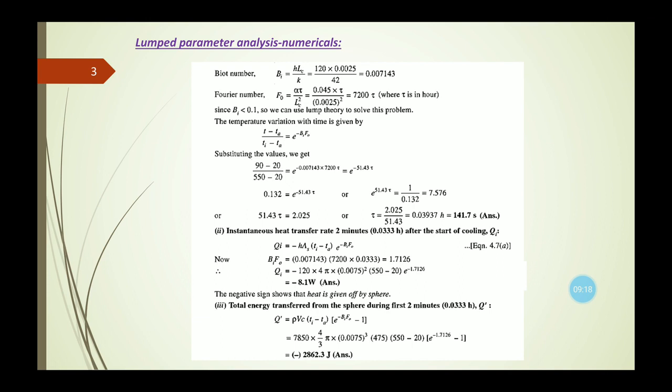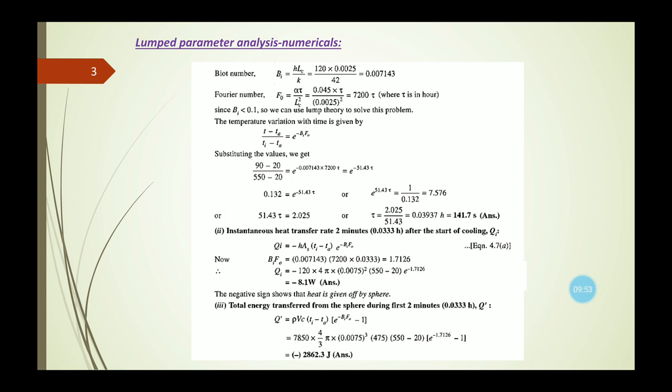Now the equation that we will be using is Q prime equals rho V c multiplied by the temperature difference, then multiplied by e to the power minus Biot number into Fourier number, minus 1. In this equation, all the values are given in this question. So finally we get the total energy transferred from the sphere during the first 2 minutes as minus 2862.3 joule.